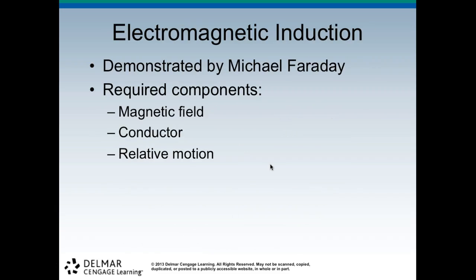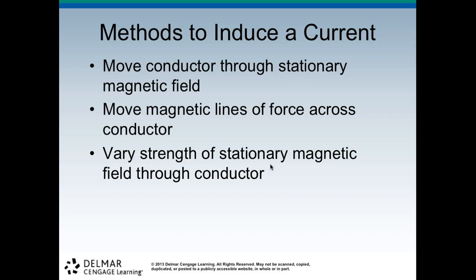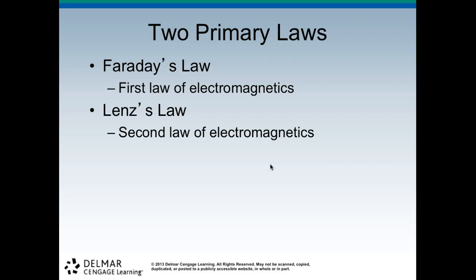So, electromagnetic induction, demonstrated by Faraday, requires components: the magnetic field, the conductor, and relative motion in order to induce current. Methods to induce a current: move a conductor through a stationary magnetic field, move magnetic lines of force across a conductor, or vary the strength of a stationary magnet through the conductor. So there are two primary laws. There's Faraday's law, which is the first law of electromagnetics, and Lenz's law, which is the second law of electromagnetics.